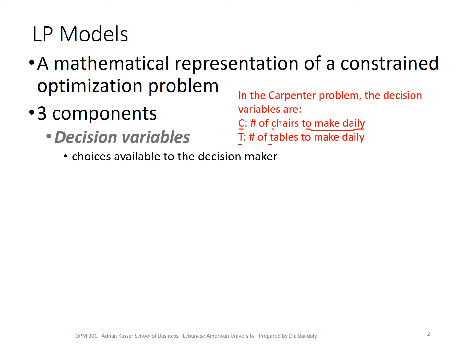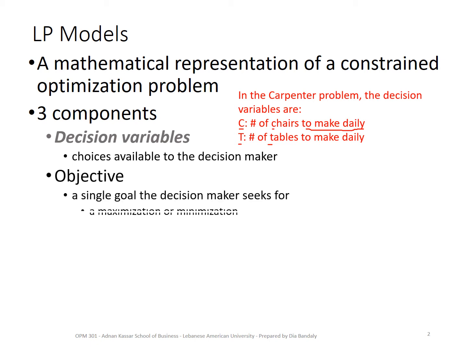Because, for example, what if you are trying to find how many tables or chairs to make on a weekly basis? It will be a different approach, a different model that you're going to end up with. All right, so that's why defining the variable is a very important step of linear programming modeling. All right, so here we go.